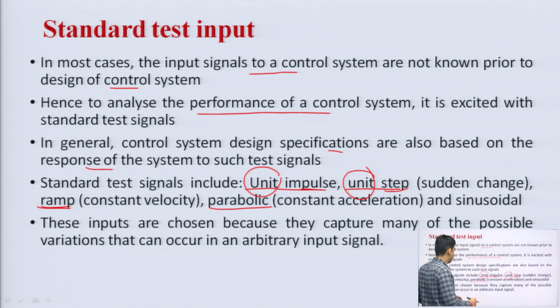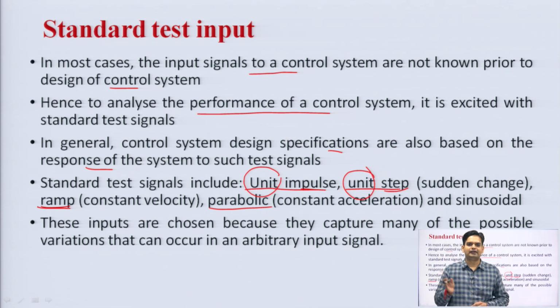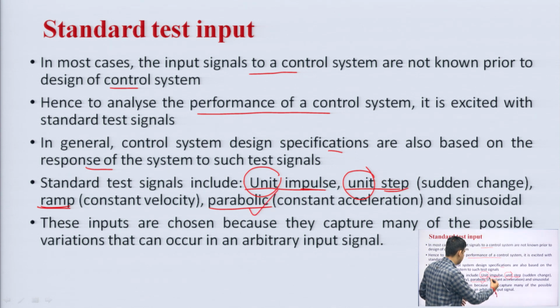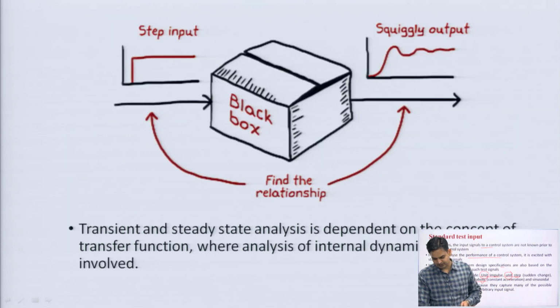And when you go for a parabolic signal, it is a very fast varying signal. If you see with respect to time, the change in the parabolic is faster than the ramp. So, whenever we need to apply a fast change in my system as an input, then we have to go for the parabolic type of input. Okay. So, now we will see them one by one.